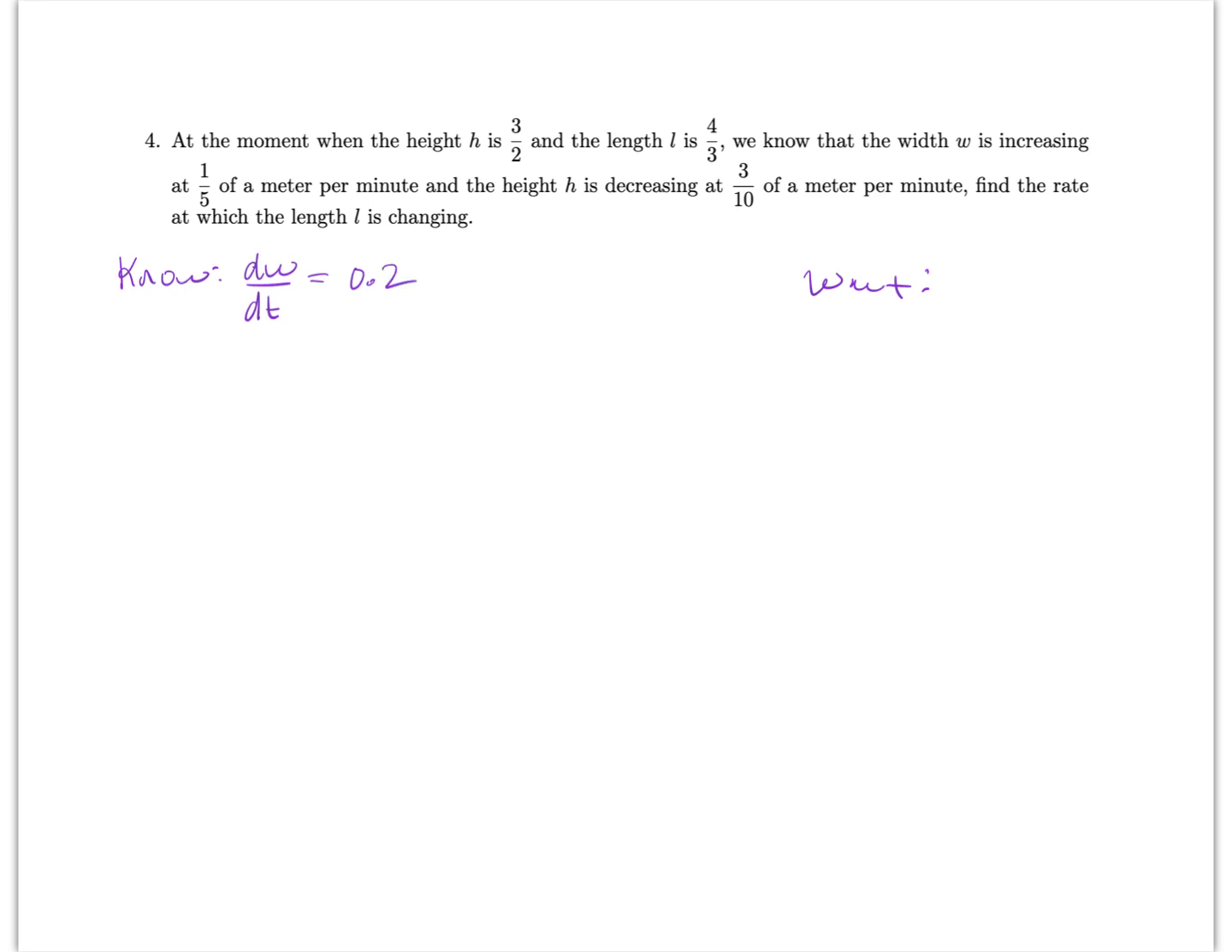What else do I know? I know that the height is decreasing, so dH/dt is negative 0.3. 3/10 is 0.3. And I want dL/dt. And this is all at a specific moment in time when H is 3/2 and L is 4/3. So all of these, what I know and what I want, is when H is 1.5 and L is 4/3.